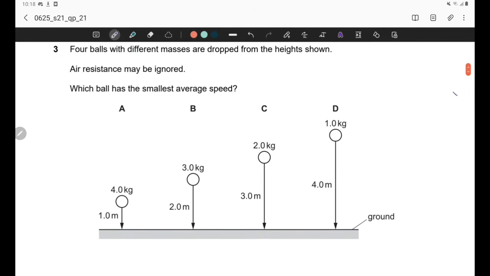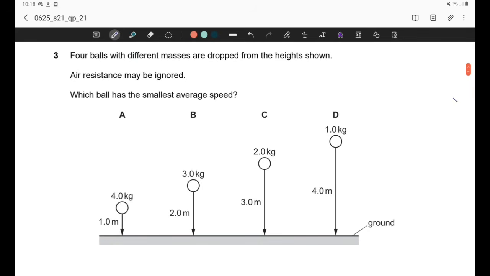Question 3. 4 balls with different masses are dropped from the heights shown. Air resistance may be ignored. Which ball has the smallest average speed? So here we are provided with 4 different balls with different masses. But we need to check what will happen to their average speed.